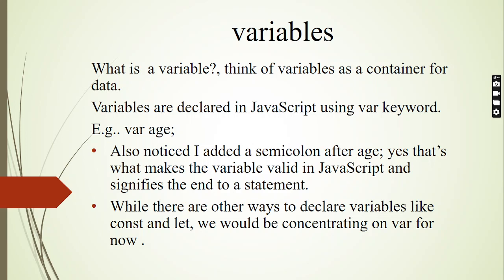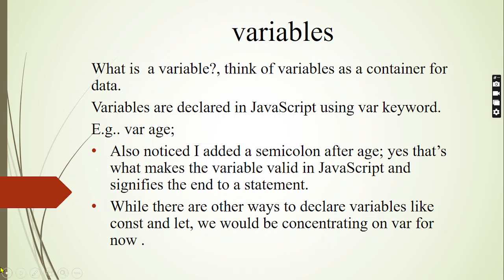So what is a variable? I think of a variable like a container for data. There are several data types in JavaScript, like strings, integers, floats, and booleans. We'll be talking about that, but I want us to understand the concept of variables. So how do we declare a variable?